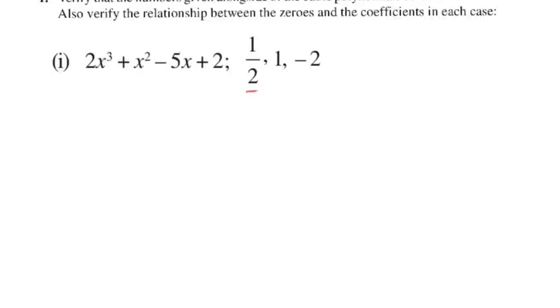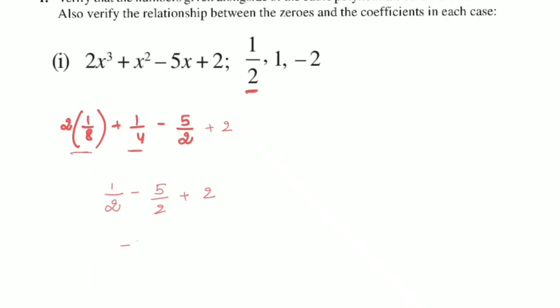If I substitute 1 by 2 in the equation, 2 into 1 by 2 whole cube is 1 by 8, plus 1 by 4, minus 5 into 1 by 2 is 5 by 2, plus 2. So this is 1 by 4. 1 by 4 plus 1 by 4 is 1 by 2, minus 5 by 2 plus 2. This is minus 4 by 2 plus 2, which becomes 0 here. So therefore 1 by 2 is a zero.